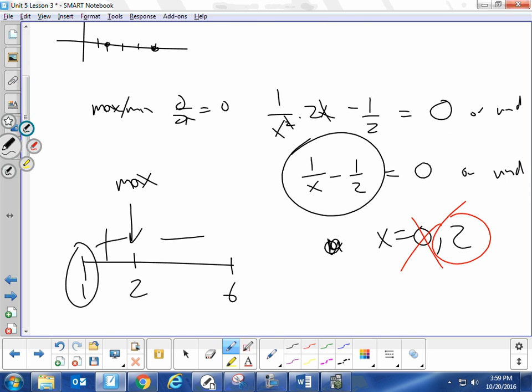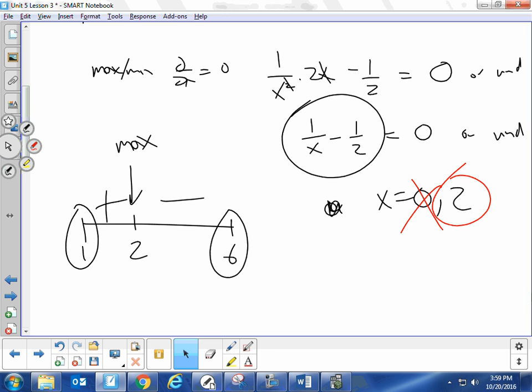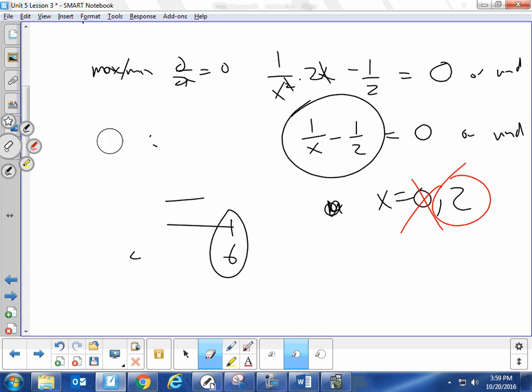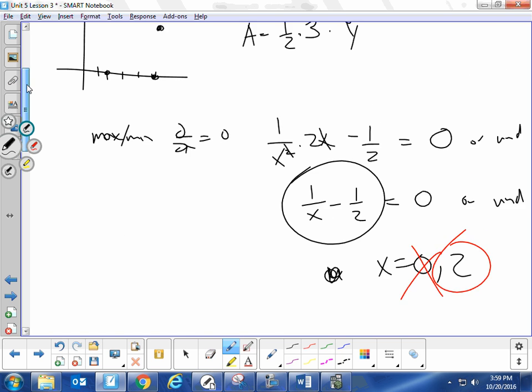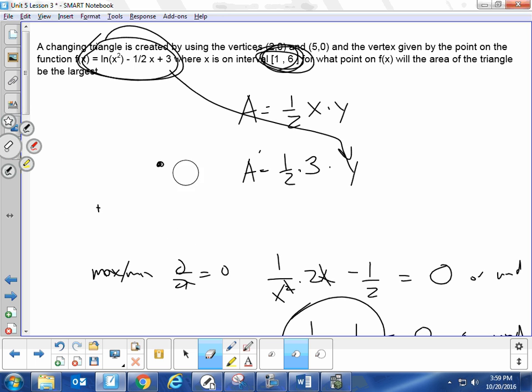And these are possible locations of our min. So actually, I'm going to have to do the candidates test, because if I had a negative value, like all the way down here somewhere, maybe that negative value would produce a larger area than my positive value. So let's go ahead and check our candidates. I need to check f of 1, f of 2, and f of 6. It might be difficult to do, but let's see.